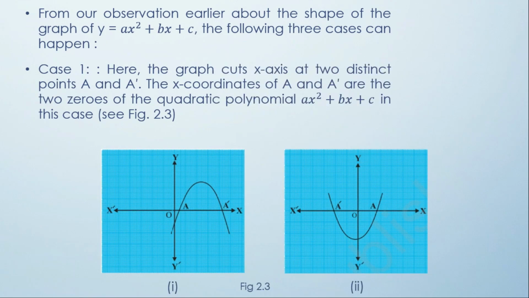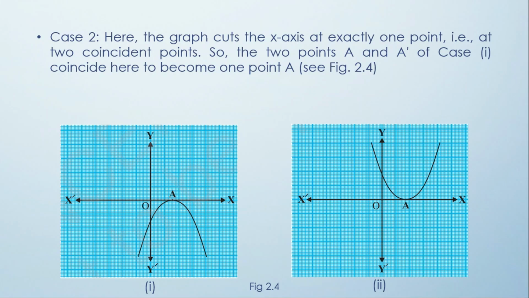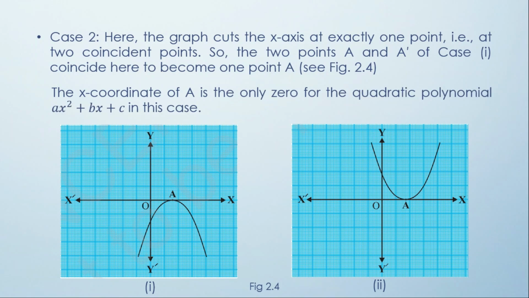From our observation earlier about the shape of the graph of y equals ax square plus bx plus c, the following three cases can happen. Case 1. Here, the graph cuts the x-axis at two distinct points, A and A dash. The x-coordinates of A and A dash are the two zeros of the quadratic polynomial ax square plus bx plus c in this case. Case 2. Here, the graph cuts the x-axis at exactly one point, that is, at two coincident points. So, the two points A and A dash of case 1 coincide here to become one point A. In this case, the x-coordinate of A is the only zero for the quadratic polynomial ax square plus bx plus c.